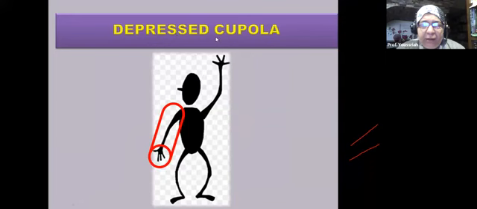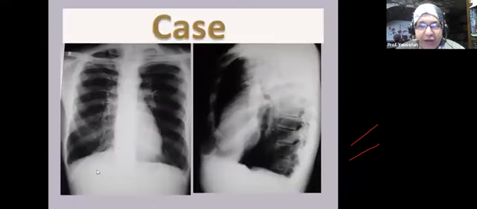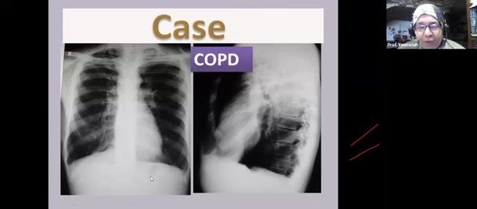Then we come to the depressed cupula. There should be a mass effect to cause a depressed cupula, a mass from above causing the depressed cupula, okay? So air under pressure, actually. In this case, we have bilateral flattening of the cupula and they are depressed downwards, okay? This means we have bilateral air under pressure in both lungs, and this takes place in COPD.